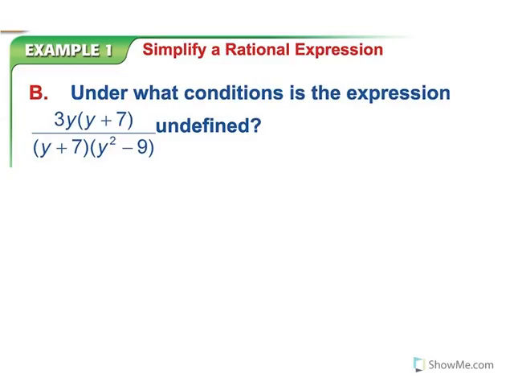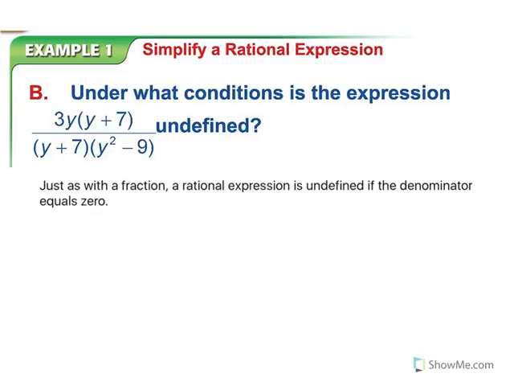Alright, so we're moving on to a new piece of this. It says, under what conditions is the expression 3y times y plus 7 divided by y plus 7 times y squared minus 9 undefined? In order to determine that, you have to think, we can't divide by 0. So if you set the denominator equal to 0, whatever you get when you solve for y will make this expression undefined. So for your notes, you can write, just as with a fraction, a rational expression is undefined if the denominator equals 0.